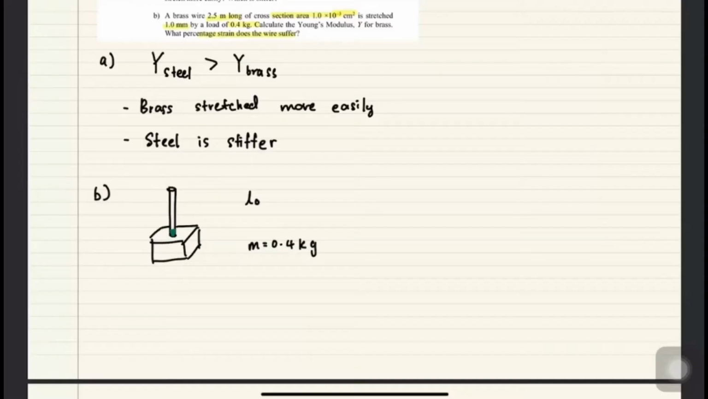The length, the initial length, because it doesn't say that is the final length, so we assume that one is initial. The cross sectional area A is equals to 1 times 10 negative 3 centimeter square. Okay, but I want to change to meter square.